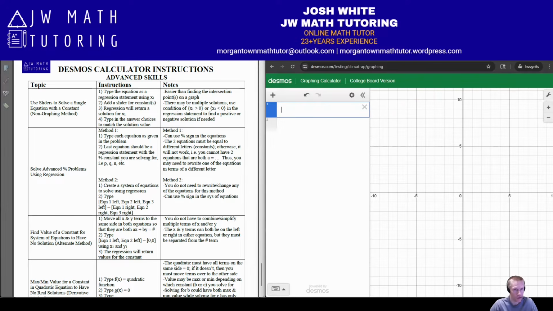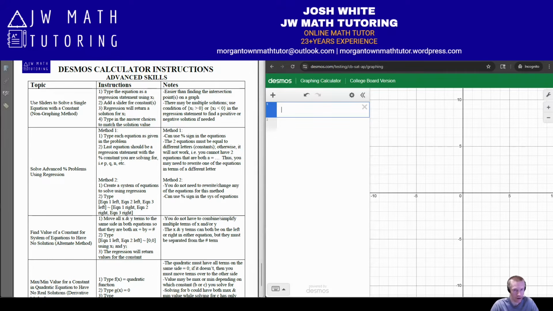You're going to type in the exact regression statement, change all the x's to x1 sub 1s, and replace the equals with a tilde. Add a slider for the constant, or if there are multiple constants, add a slider for both of them. Then it's going to give you an answer for x1. Then you're going to type in all the answer choices and see which one has the same value as the solution that x1 has found in the regression statement.